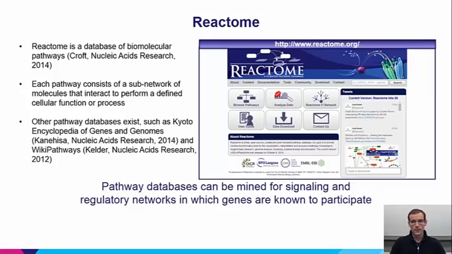Other examples are KEGG, which stands for Kyoto Encyclopedia of Genes and Genomes, and WikiPathways. And so these pathway databases are useful for looking for signaling and regulatory networks in which genes are known to participate. This screenshot on the right again shows you where you can go to access information about Reactome and get the data.